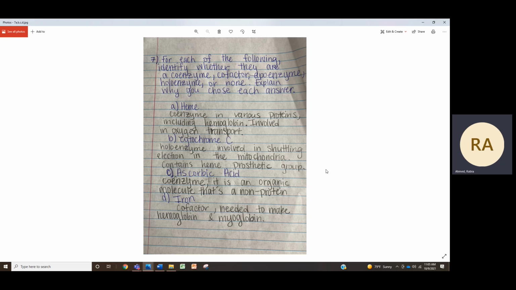And I believe that is it. Also, coenzyme is an organic element. It could be like vitamins. So ascorbic acid is also known as vitamin C. And then a cofactor is like dietary elements like iron, and they're inorganic materials. And they're both really small, cofactors and coenzymes.